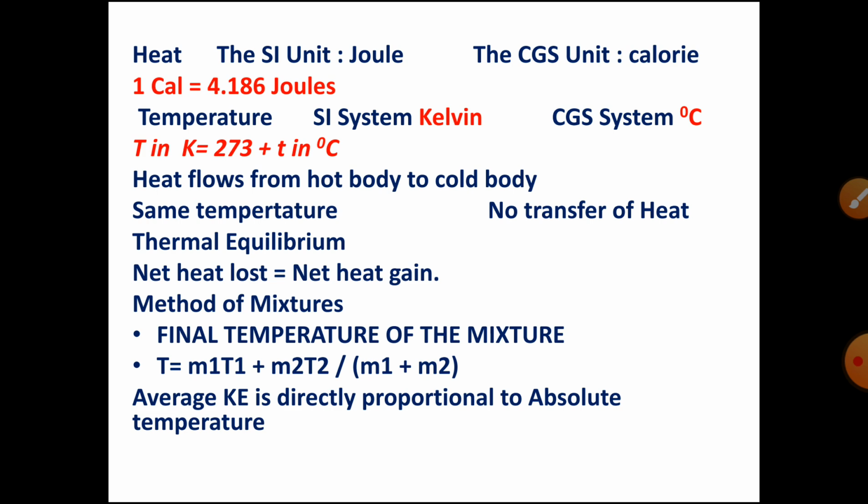Net heat lost by the hot body is equal to net heat gained by the cold body. This is also called the method of mixtures and also the principle of calorimetry. To find out the final temperature of the mixture, we use the formula T is equal to M1 T1 plus M2 T2 by M1 plus M2. And average kinetic energy is directly proportional to the absolute temperature. This is the information we learnt in the last video.